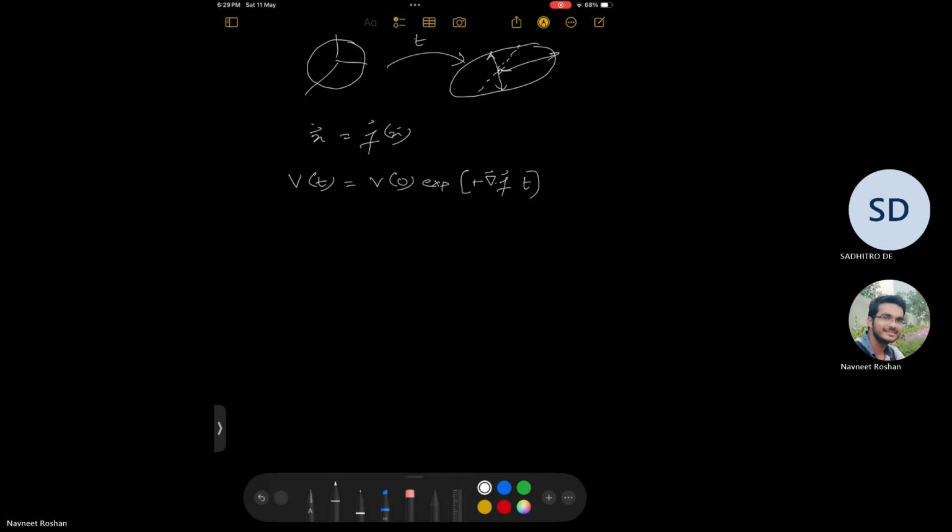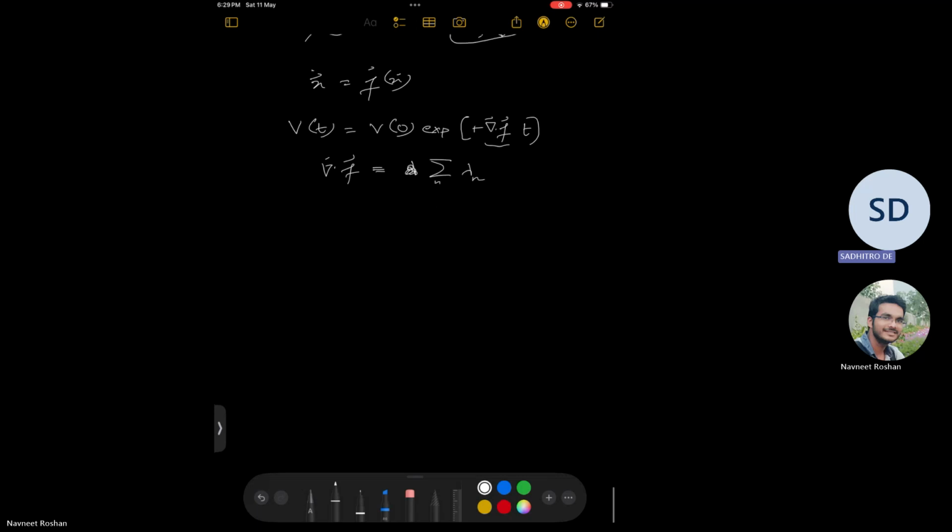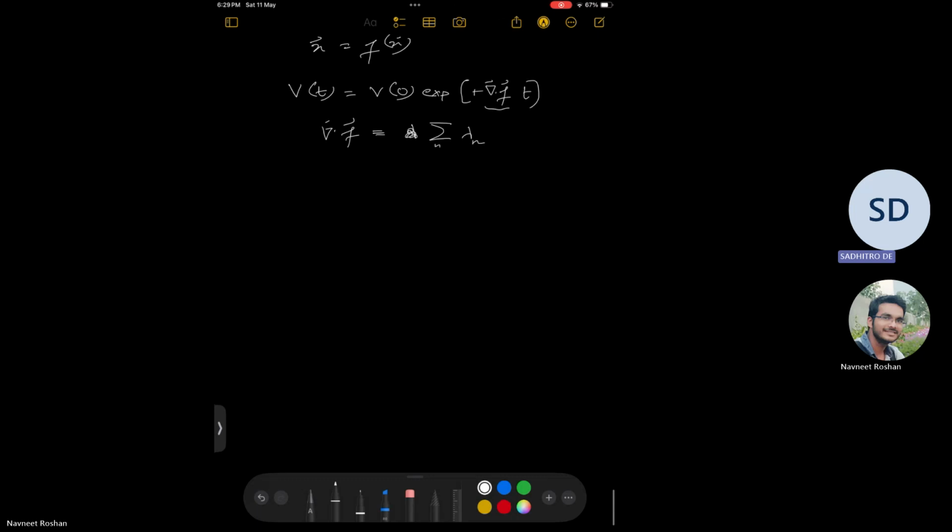space. All right. Now, if you look at this quantity, the gradient of f, I mean, sorry, the divergence of f is nothing but equivalent to the summation over n of lambda n. So this thing is proportional to the sum over the Lyapunov exponents. In fact, this thing is equal to the sum over the Lyapunov exponents. Why is that the case? That can be easily seen from this expression.